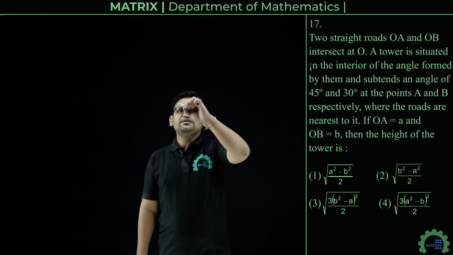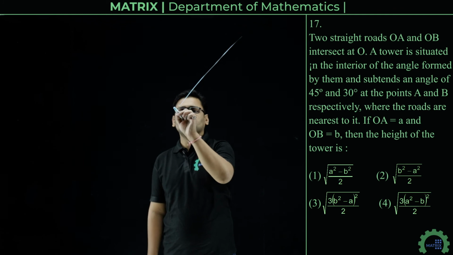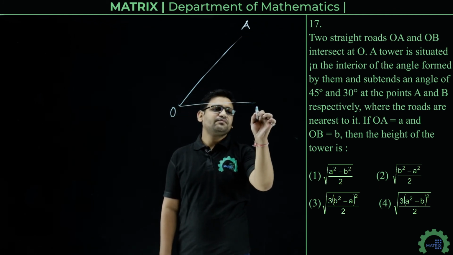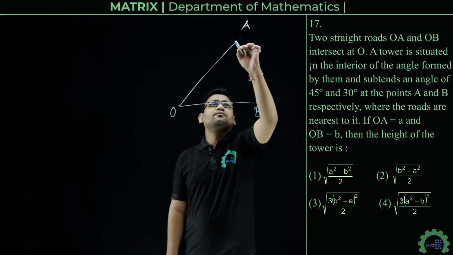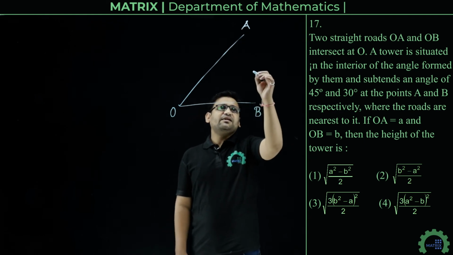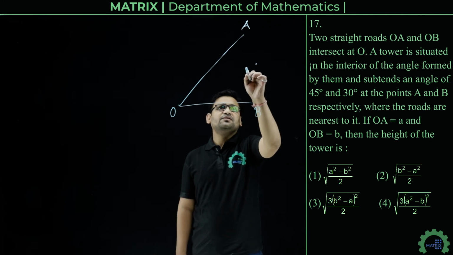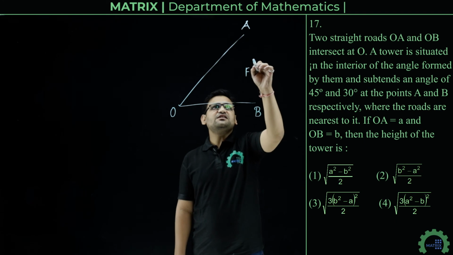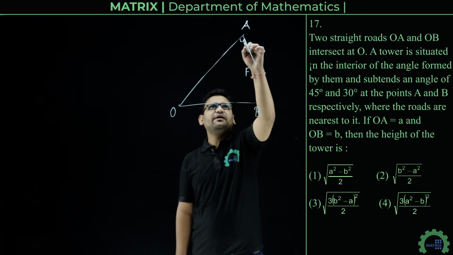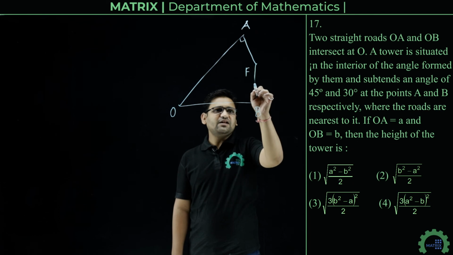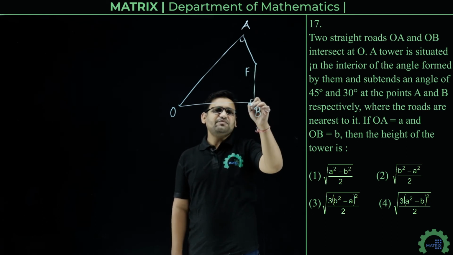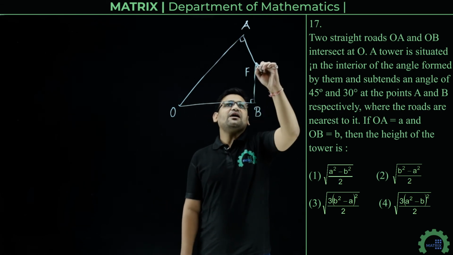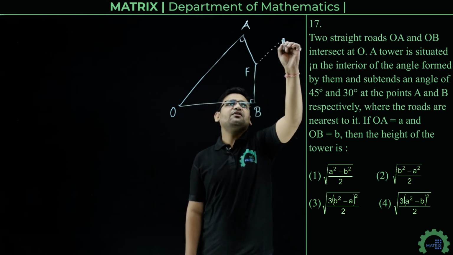So let's say this is road OA and this is road OB. Let's say the tower is at point F, which is nearest to the roads. Nearest distance means this distance will be the perpendicular distance, that is this angle will be 90, and also this angle will be 90, that is FB is perpendicular to OB and FA is perpendicular to OA. Let the height of the tower be h. Let's say this is the height of the tower.